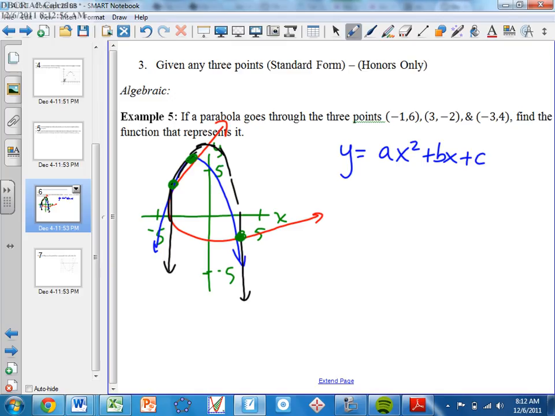Now, I have 3 points right now. That's all I've got. I see 1, 2, 3 points. So, what can I do with my 3 points? Good, plug them in. So, Vicky, using -1, 6, tell me what the line should look like right now.